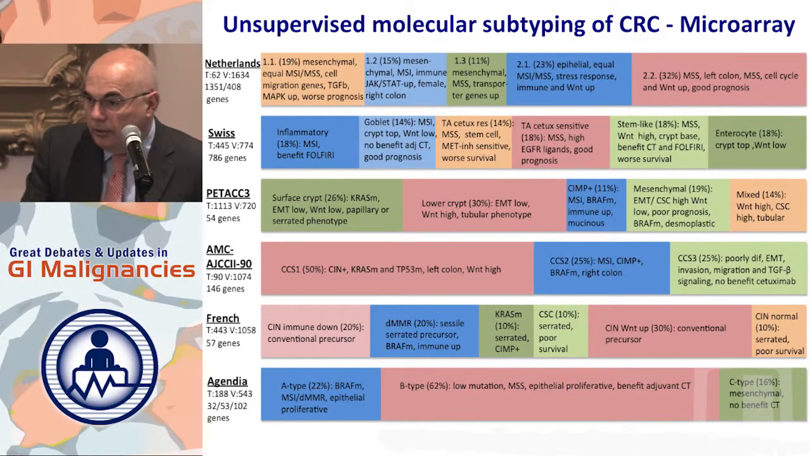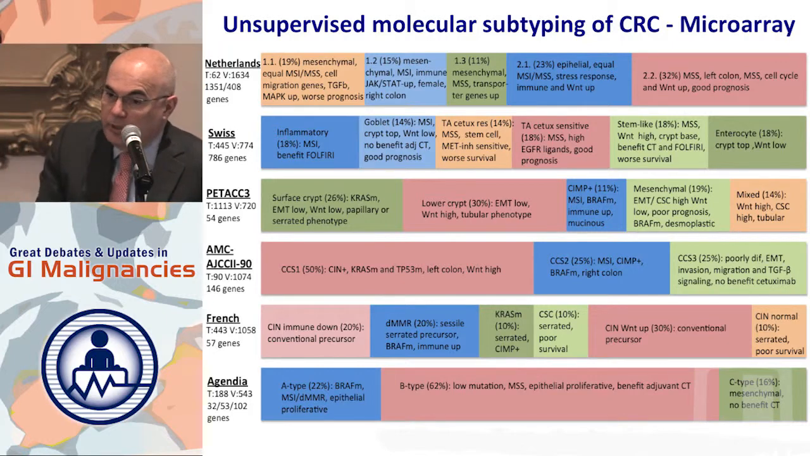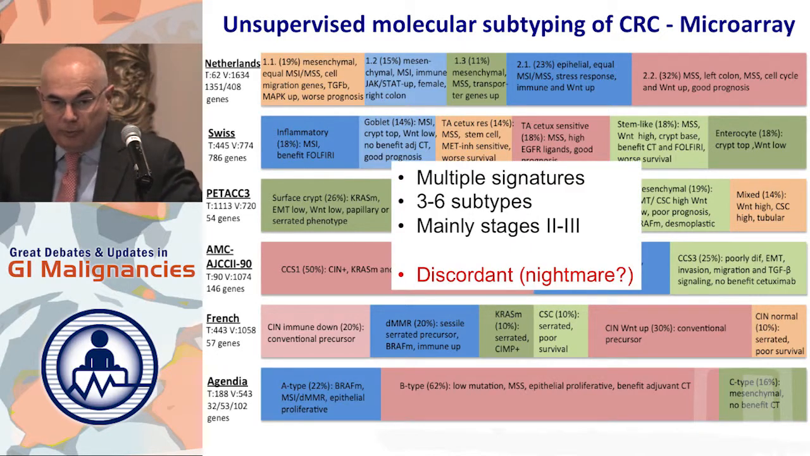And you can see in this nightmare slide an example of different groups that look at patients with valid tumor specimens for gene expression and correlating this expression with survival. And basically, from this nightmare, you may think that there are multiple signatures.